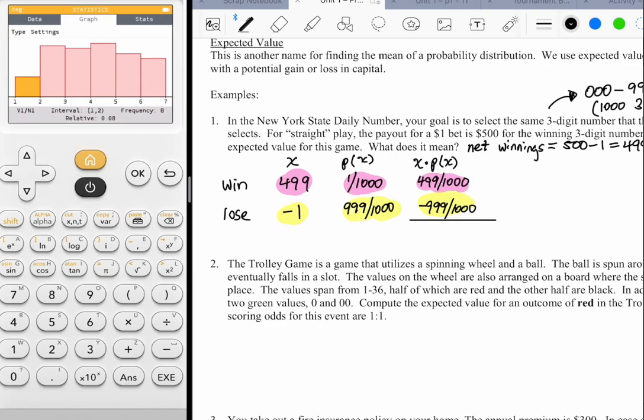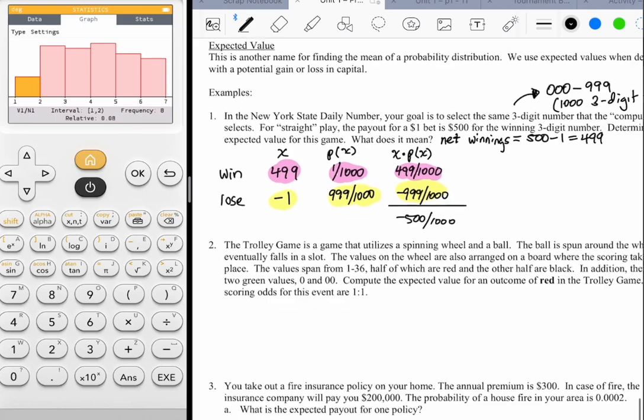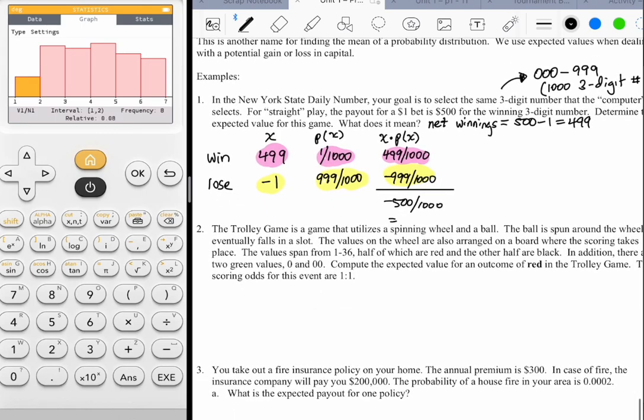All right. So that amounts to negative 500 over 1,000. Now, for our purposes, we're just going to be thinking positive is good, negative is bad. But the more negative the expected value is, the worse it is. So this ends up being negative 0.5. Now, there are units to this. This is the same as $0.5.